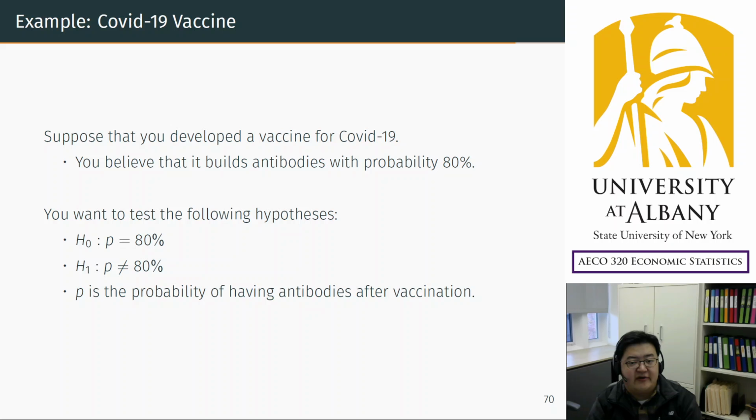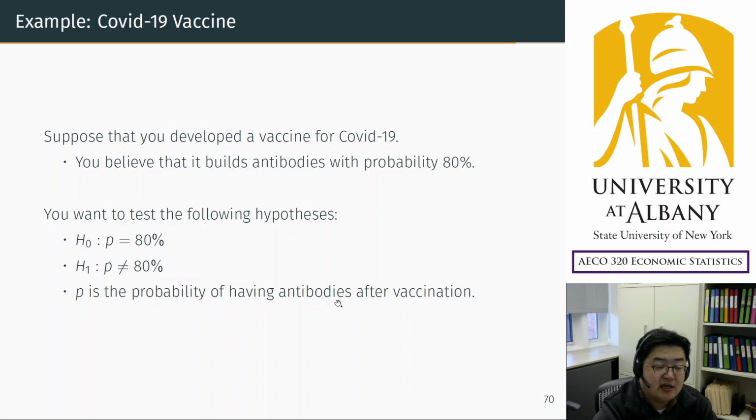80% of vaccinated people can be protected. And also you want to test it. 80% is the parameter you want to test. The null hypothesis is your belief. You believe the probability of having antibodies equals 80%. And the alternative is the negation of that. And of course, P is the probability of having antibodies after vaccination.